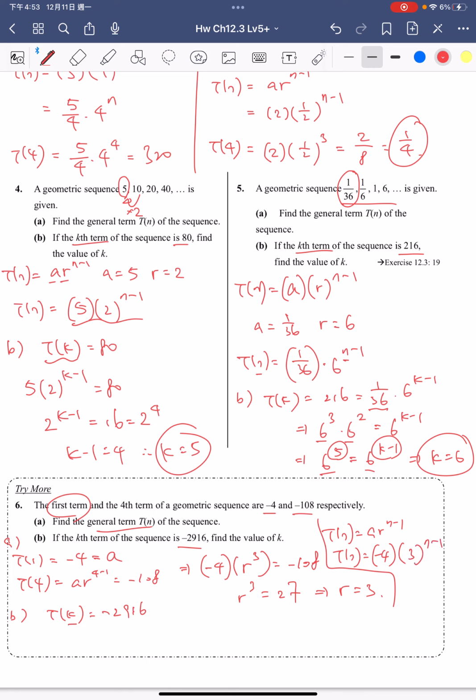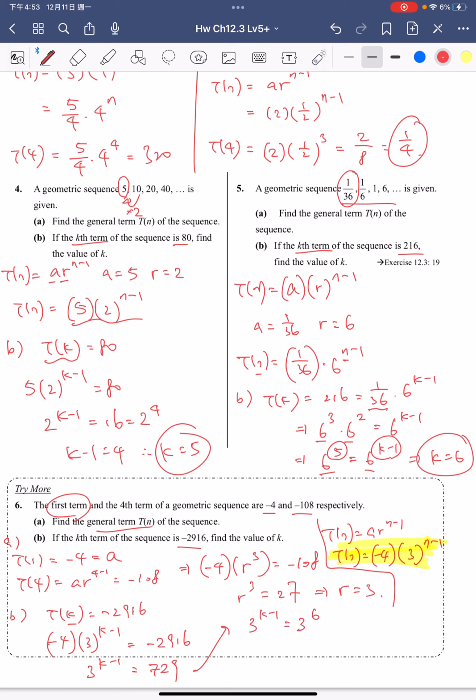So now we can say that the kth term is equal to negative 4 times 3 to the power of k minus 1. We just change this general term in terms of n, changing the n to become k, so we can get the kth term. It is equal to negative 2916. So we have 3 to the power of k minus 1 giving you the answer of 729. And 729, if you still remember, is 3 to the power of 6. So we have 3 to the power of k minus 1 equal to 3 to the power of 6. And then, with the bases the same, we just compare the powers. So we have k equal to 7.